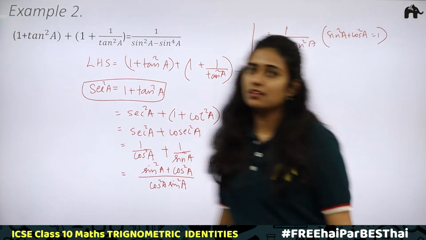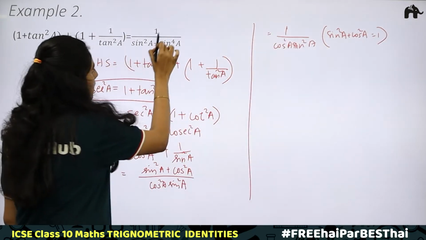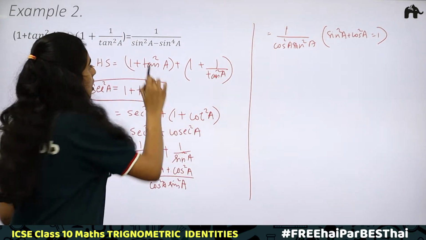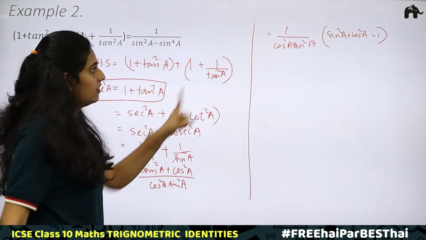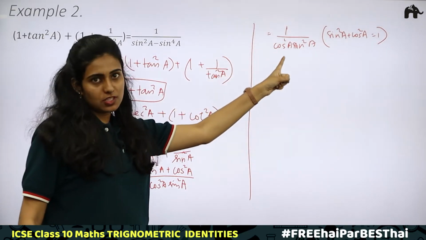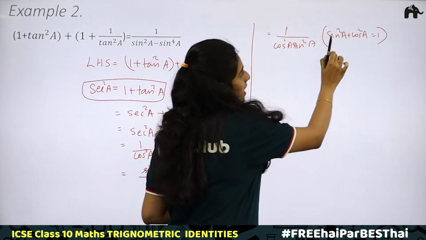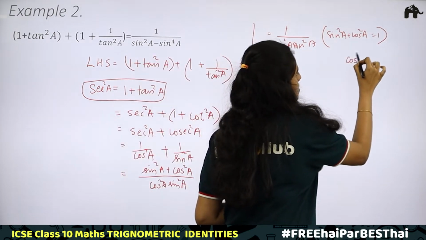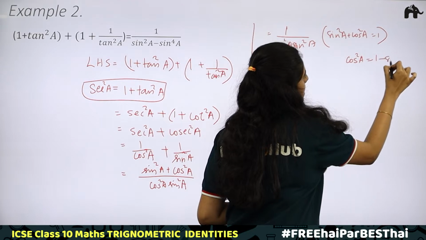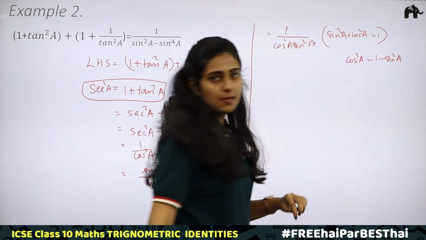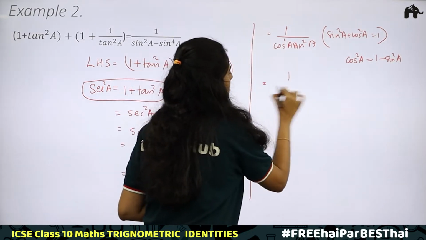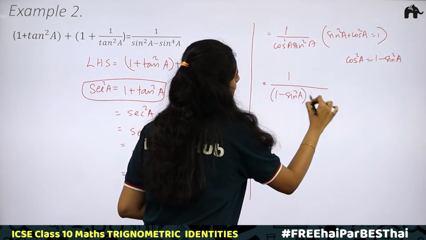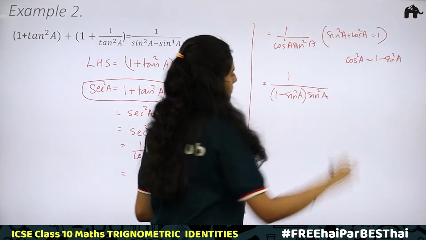Now what can be done? The numerator is 1 here and we have got the numerator 1. What about the denominator? The denominator is not completely in terms of sine; we have cos. So we have to remove this cos. For that, since sin square A plus cos square A is equal to 1, we will have cos square A equal to 1 minus sin square A, which can be substituted here. We get 1 by 1 minus sin square A into sin square A.